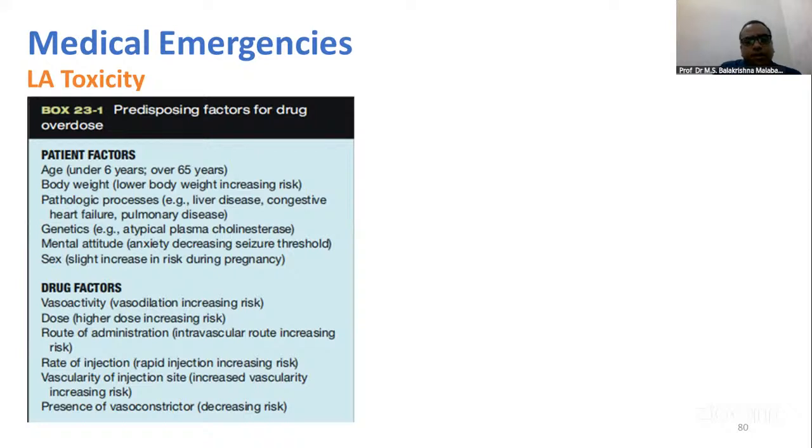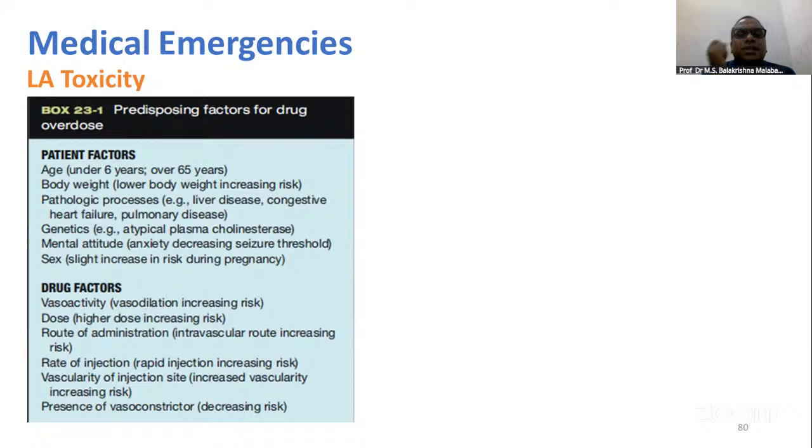So who are the patients who may get LA toxicity? Predisposing factors, right? Under 6 years of age. You give a little LA, but the dose can become very high for them. Under 6 years or over 65 years. The dose variations can happen because the blood supply may be a little less in patients above 65 years old. And body weight also. Lower body weight increases the risk of the patient getting LA toxicity. So the weight of the person is also important.